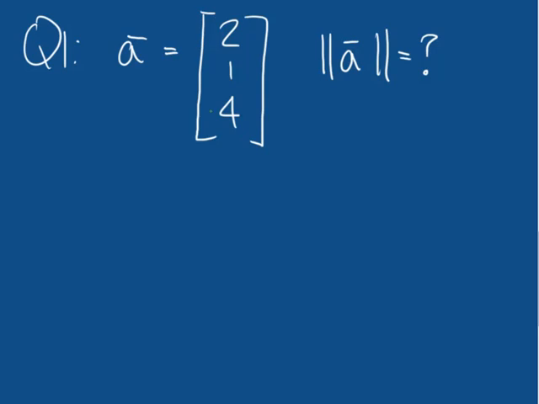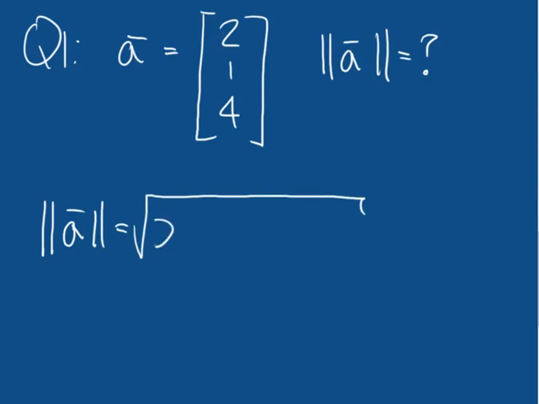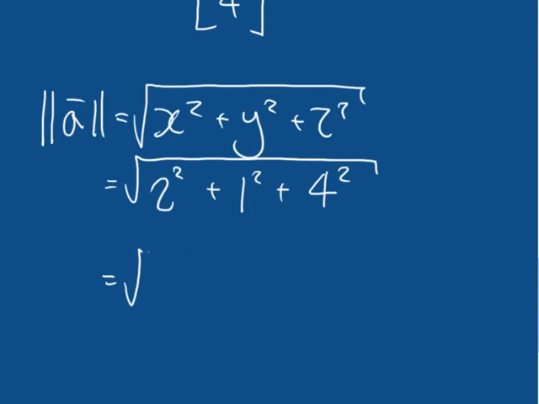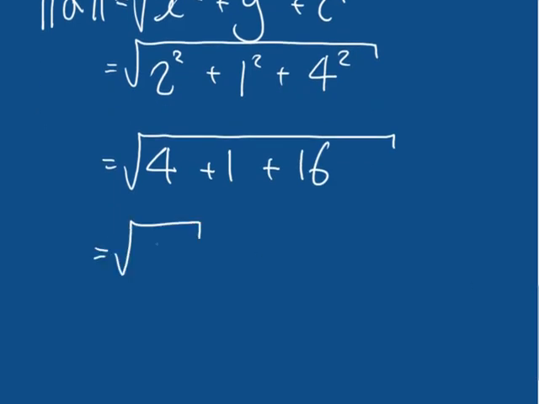Okay, welcome back everyone. So we know the magnitude of our vector A is going to be equal to the square root of x squared plus y squared plus z squared. That means it's equal to the square root of 2 squared plus our y component squared, so 1 squared, plus our z component squared, so 4 squared, which is equal to the square root of, 2 squared is 4, 1 squared is 1, 4 squared is 16. So 4 plus 1 plus 16, which is equal to the square root of 21.